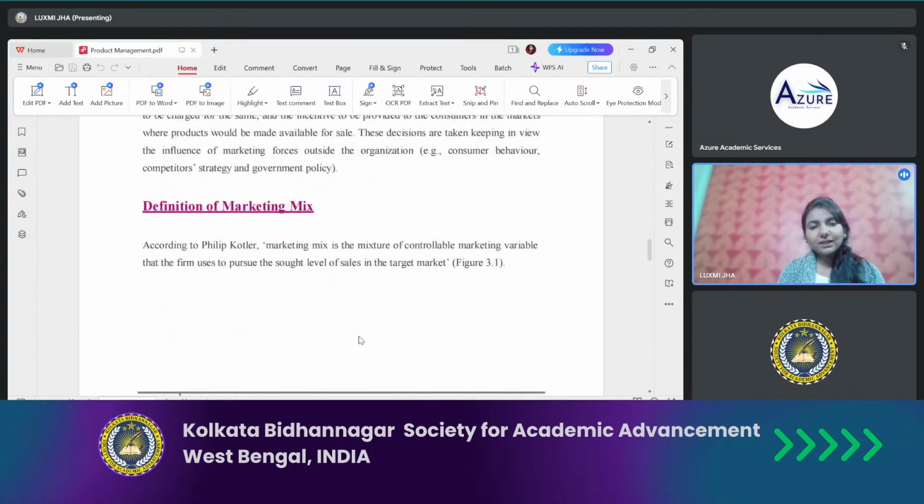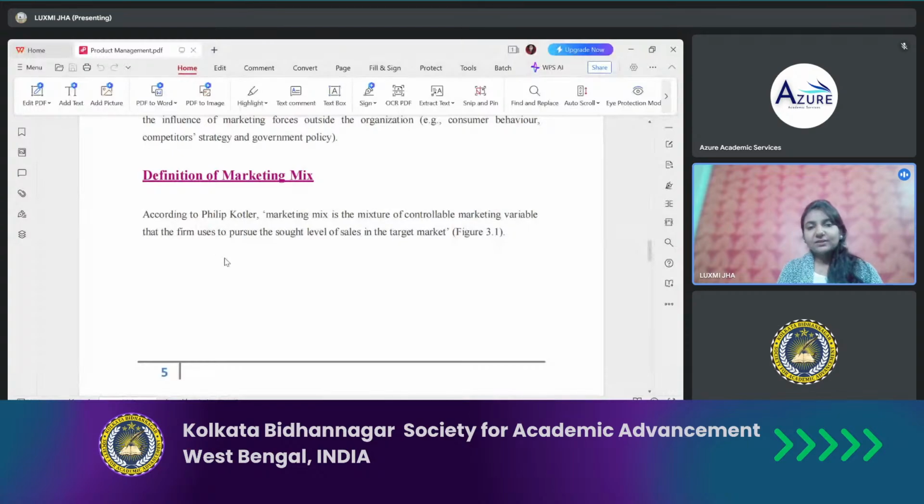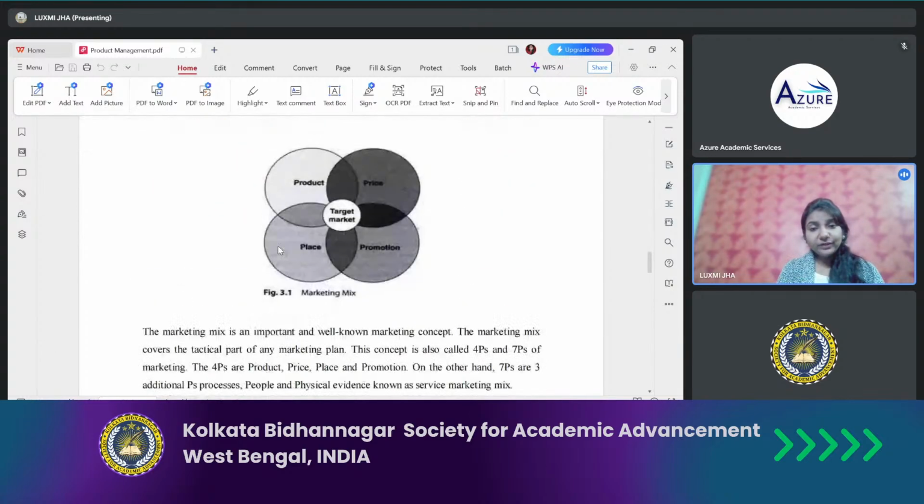Now, coming to the marketing mix, the definition stated by Philip Kotler is that a marketing mix is a mixture of controllable marketing variables that the firm uses to pursue the desired level of sales in the target market. Uncontrollable factors are not included here because those cannot be controlled by the marketer. So the marketer tries to incorporate those features which are under the purview of the marketer. Beautifully here, these 4 Ps have been presented: product, price, place, promotion, and this is the target market.